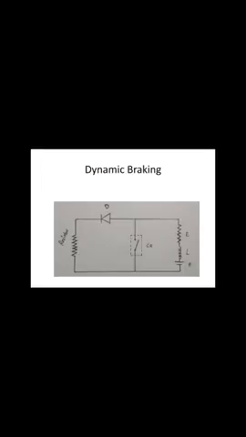Dynamic braking. It is similar to the boost converter circuit. The energy from the load flows to the resistor and heat is dissipated through the resistor. You can see a resistor in that.